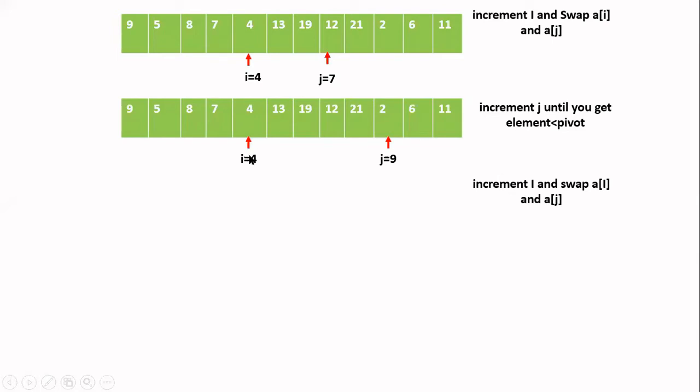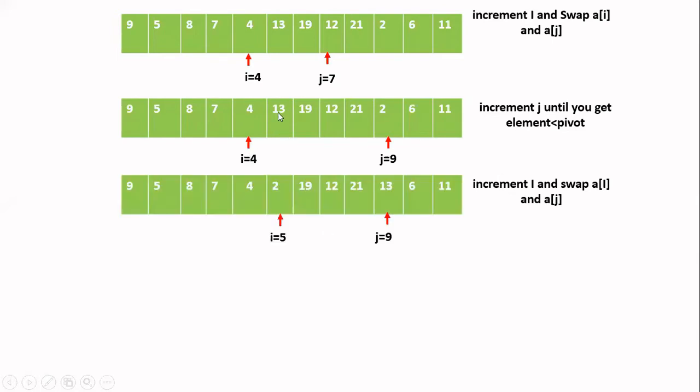Now I am incrementing i. So I will get i to this particular position where we have 13. Now I have to swap 13 and 2. So I will have my array like this after the swapping. The elements 2 and 13 are exchanged. So my next step is again I have to increment j until I get an element less than the pivot.